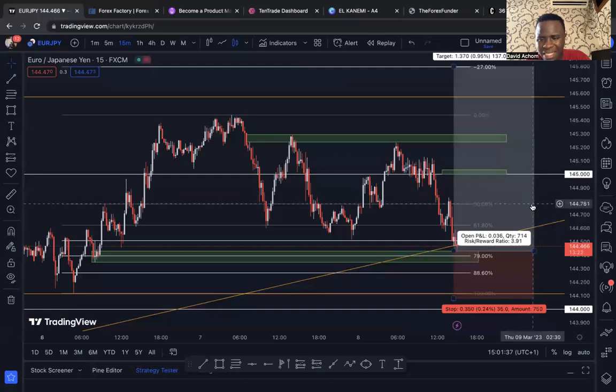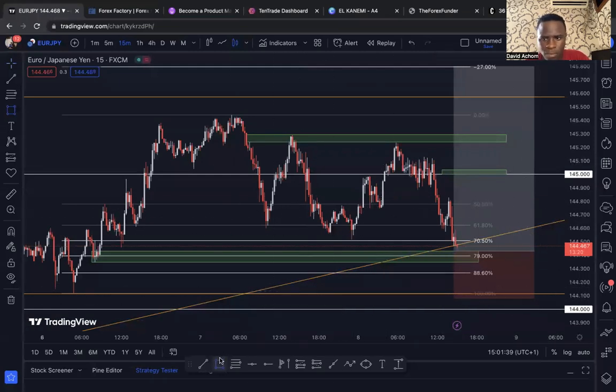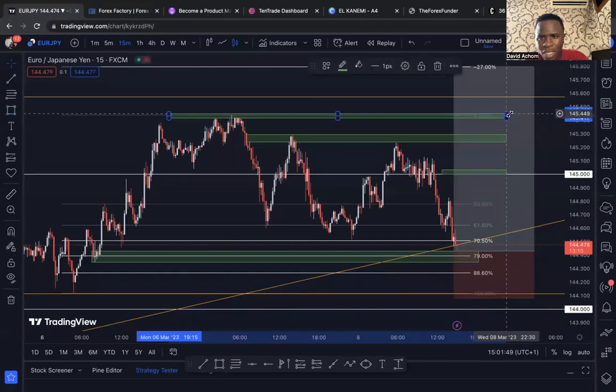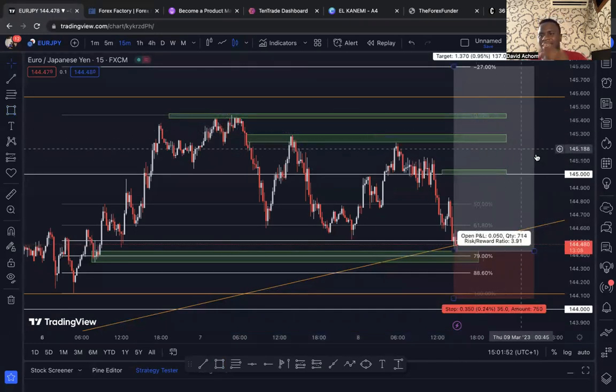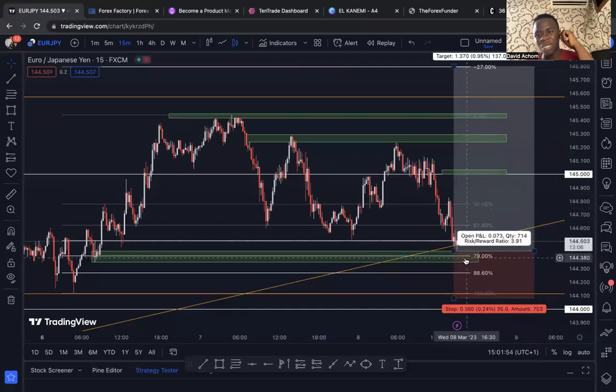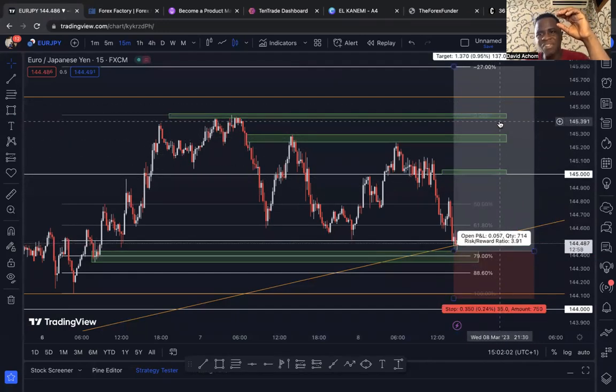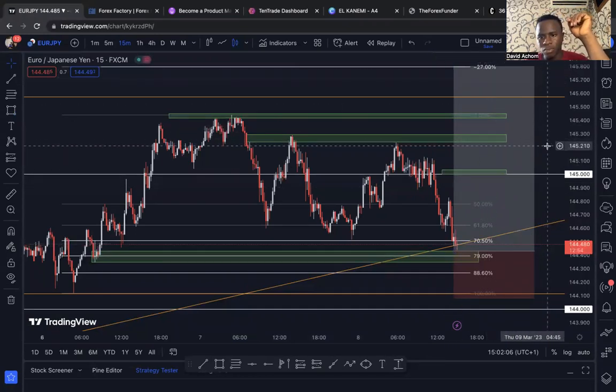Where else can I exit? I can also exit if I see price around this level making some funny rejections. I can exit anywhere in these three places. I must not exit before these three places, because price will come into those places. One, two, three. Anywhere here, I can take profit. If I don't see price doing that, I'll wait for the final take profit level.